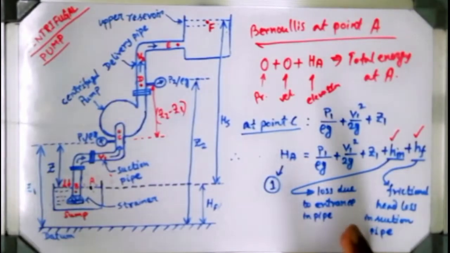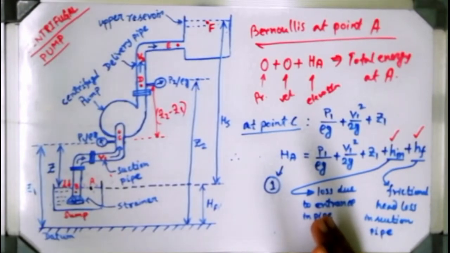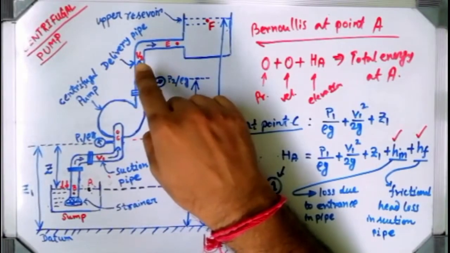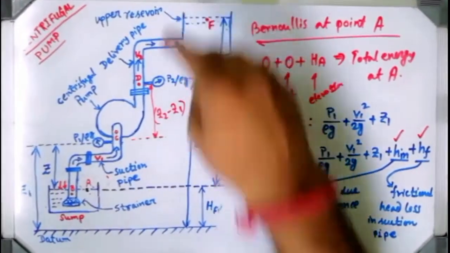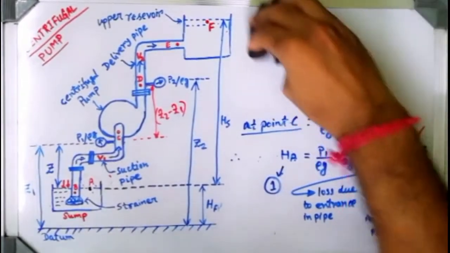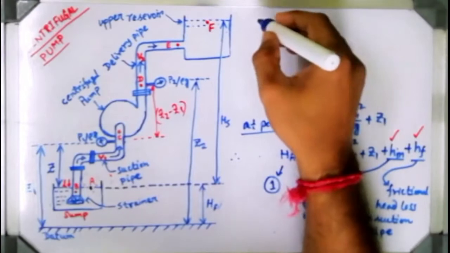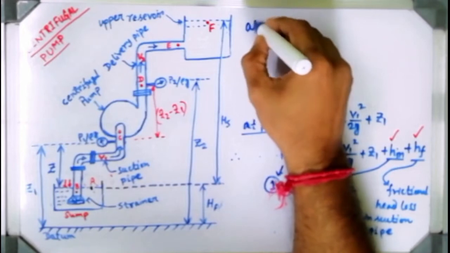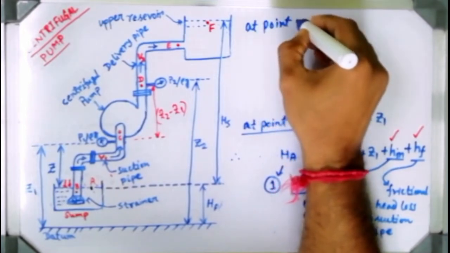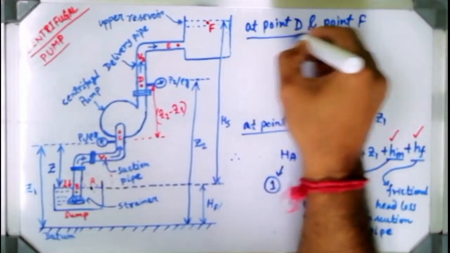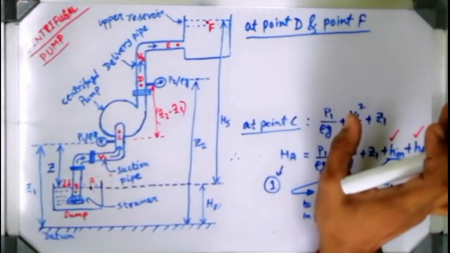Then similarly, I will do the same thing. That means I will again apply Bernoulli's equation between two different points, between D and F. D means the delivery of the pump, and F means the point at the surface of the tank, or overhead tank, or upper reservoir, whatever you can say. Similar fashion, similar concept. Then applying Bernoulli's theorem, first at point D and point F, I write them together; again we are going to equalize them in the same fashion.